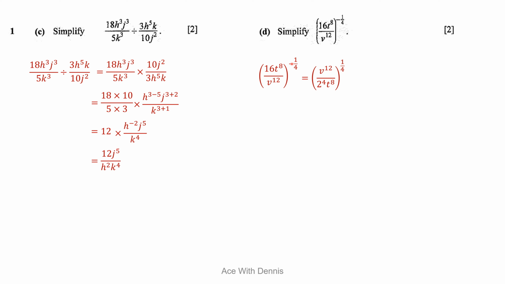When we change negative power to positive power, the fraction inside becomes its reciprocal. Then after that, we remove the bracket by multiplying this 1/4 into each of the powers inside the fraction. So it becomes v to the power 12 times a quarter over 2 to the power 4 times a quarter, times t to the power 8 times a quarter. Then we simplify everything and we'll get v cubed over 2t squared. So this will be the answer.